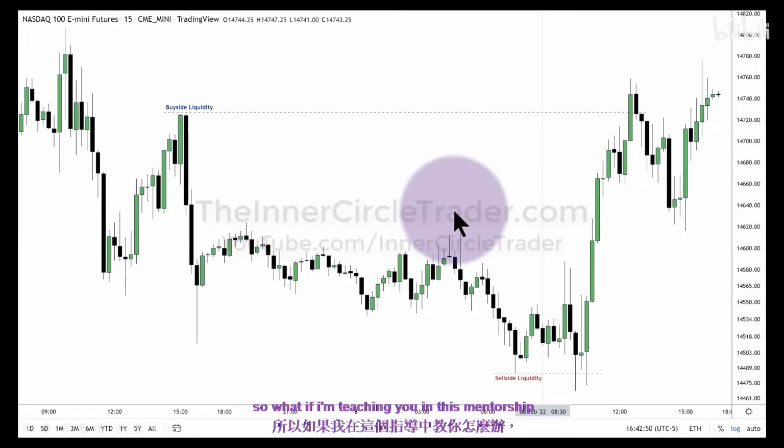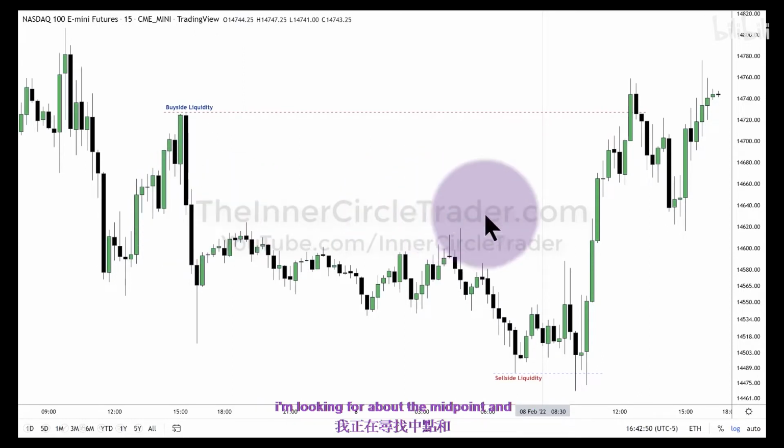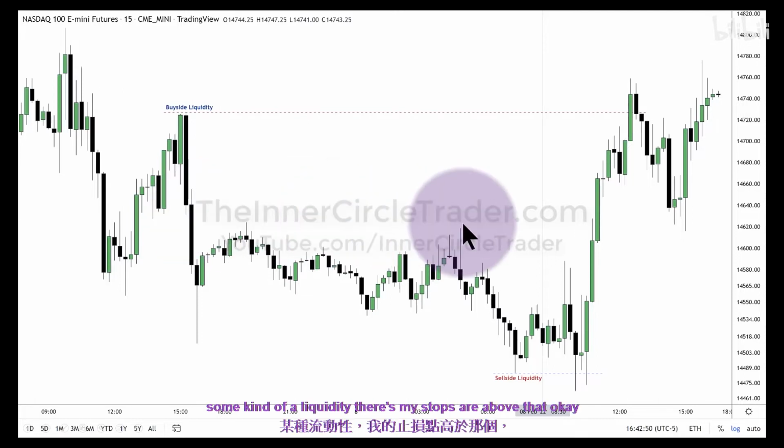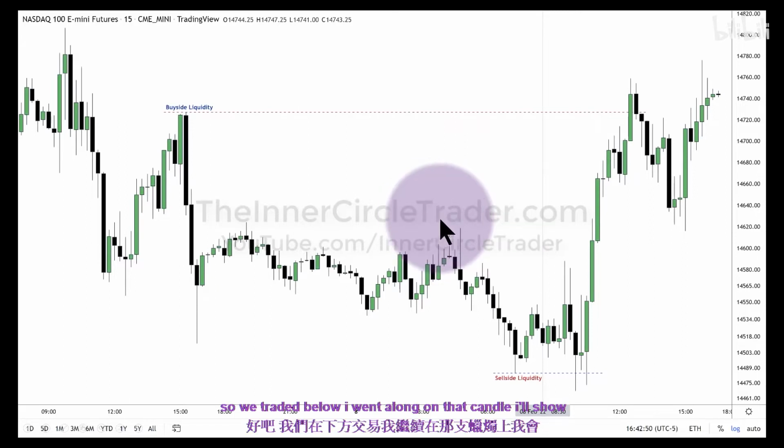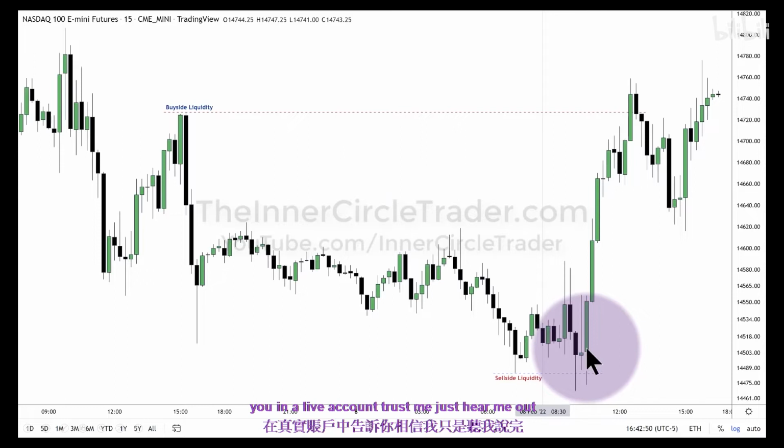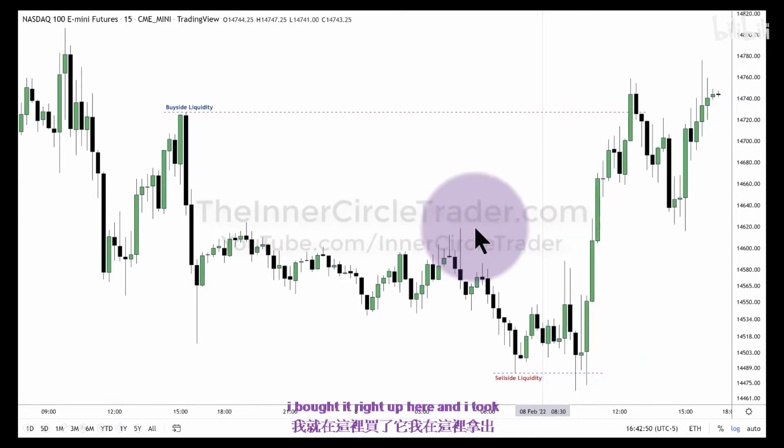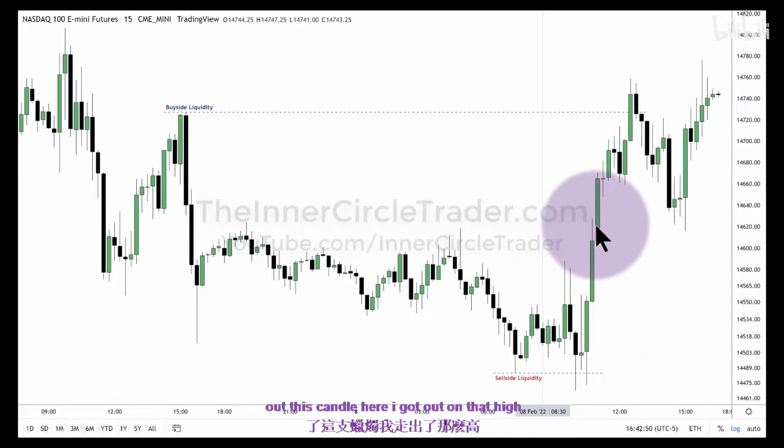So what am I teaching you in this mentorship? I'm looking for about the midpoint and some kind of liquidity. There's buy stops above that. So we traded below. I went long on that candle. I'll show you in a live account. Trust me. Just hear me out. I bought every odd up here, and I took out on this candle here. I got out on that high.